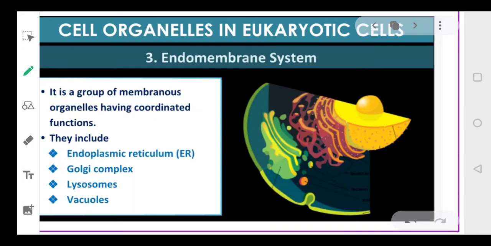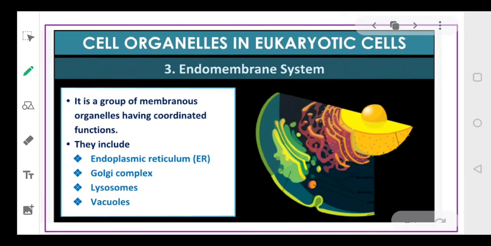Now coming to the endomembrane system. The third component that we have to talk about is the endomembrane system. This endomembrane system is basically a group of membranous organelles having coordinated functions. They coordinate their functions. These are the endoplasmic reticulum, Golgi complex, lysosomes and the vacuoles. All these four organelles together constitute your endomembrane system.